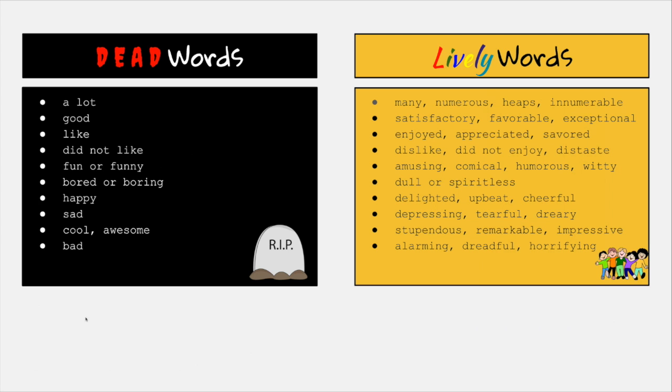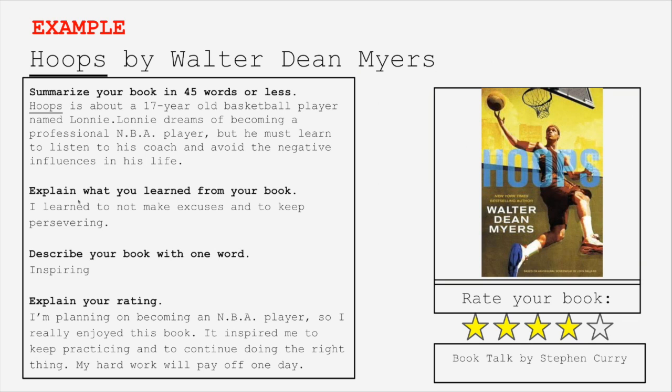Let's keep going. Let's take a look at this slide. This is an important slide. These words are dead to us. We are not going to use these words in our summary. We are not going to use these words to describe the book in one word. We're not going to use those dead words when we explain our rating.